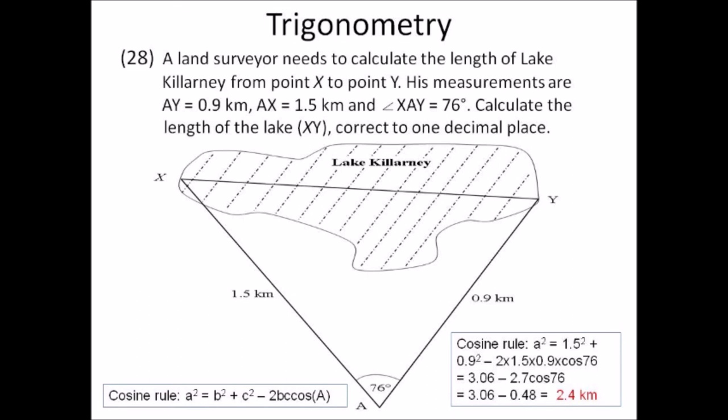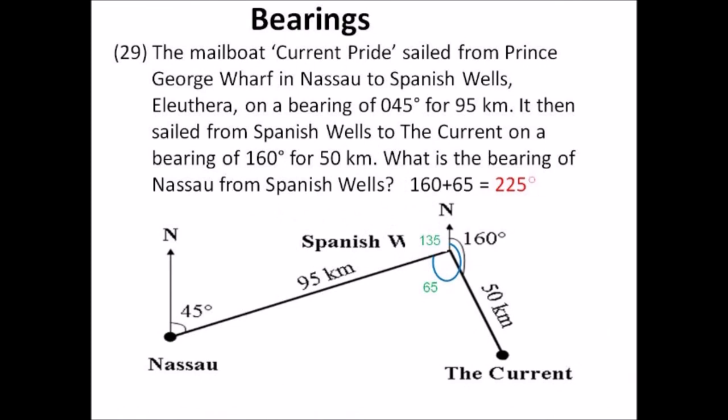Bearings, 29. You see the blue line shows you the bearing you need from Spanish Wells. So the bearing you need would be the 160 plus a missing angle. And that missing angle, the first thing you can find, use the 45, is between two parallel lines, so it's 135, and then that helps you to find the 65. So the bearing would be 225 degrees, the bearing of Nassau from Spanish Wells. Once you found the 65, then you're straight.